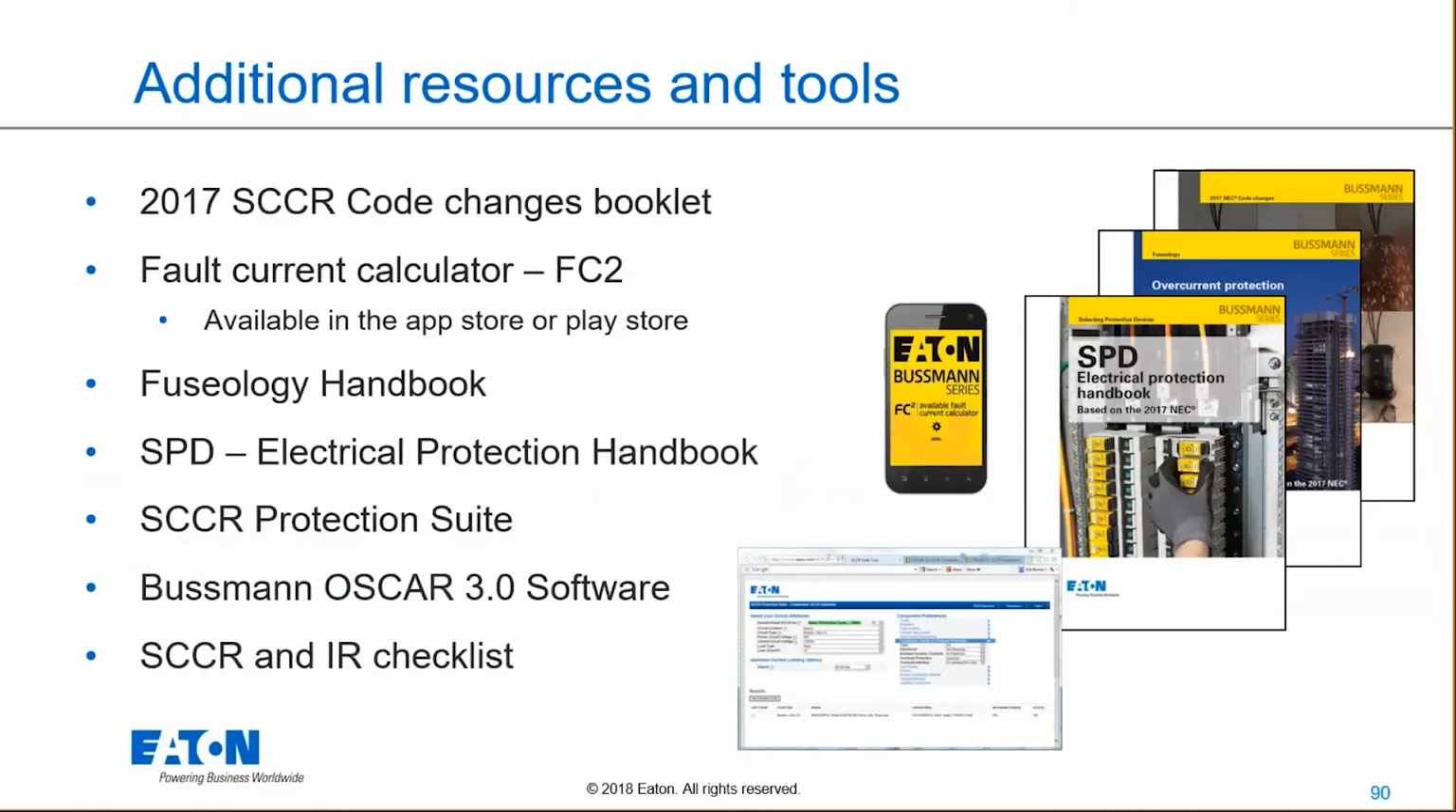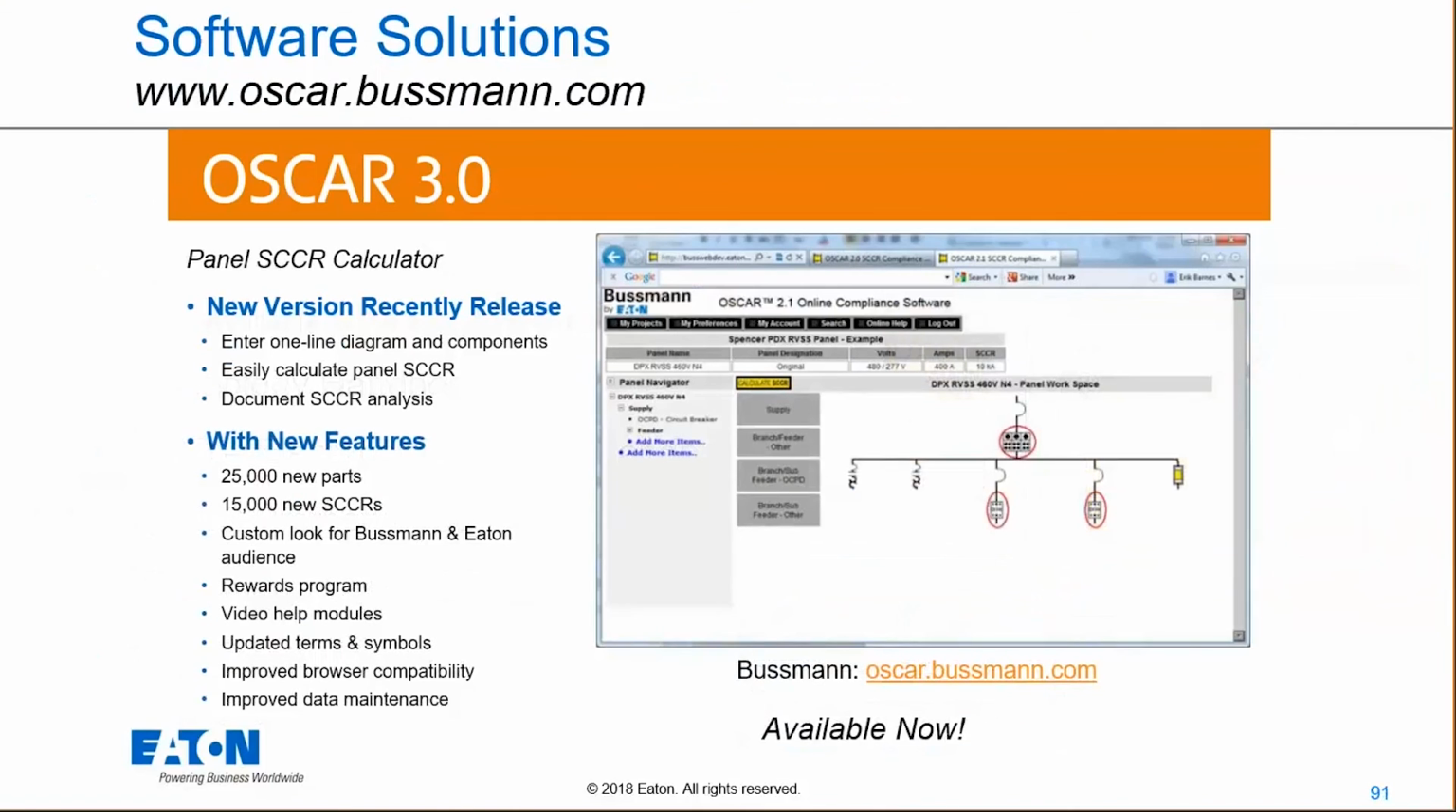So we have a Fusology handbook. We have our selecting protective devices handbook. We do have an SCCR protection suite, a software package we introduced a few years ago called Oscar, which we just recently retooled. When you look at Oscar, it's basically an online short circuit current calculator, so it does help you evaluate your circuits. We did redesign it in the past couple of years. We relaunched it not long ago, within the past month or two.